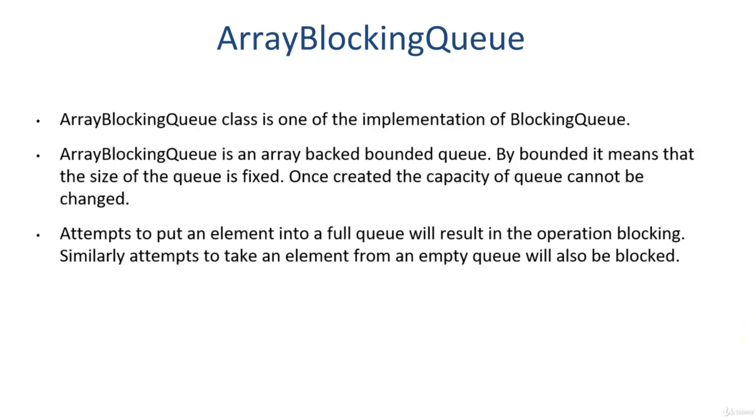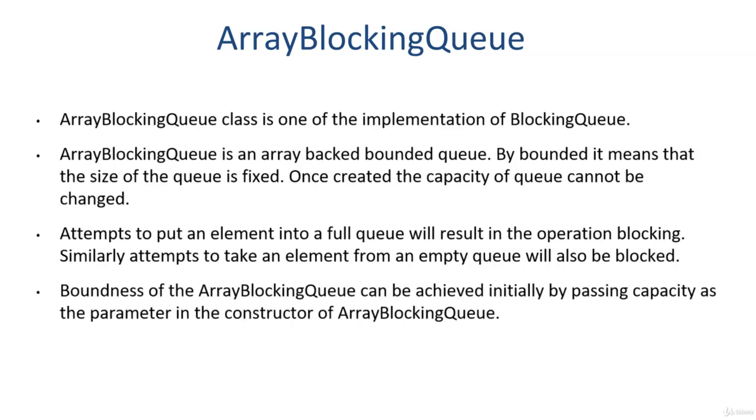Attempts to put an element into a full queue will result in the operation blocking. Similarly, attempts to take an element from an empty queue will also be blocked. Boundedness of the ArrayBlockingQueue can be achieved initially by passing capacity as the parameter in the constructor of ArrayBlockingQueue.